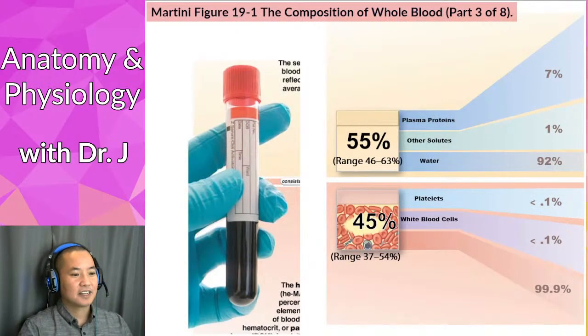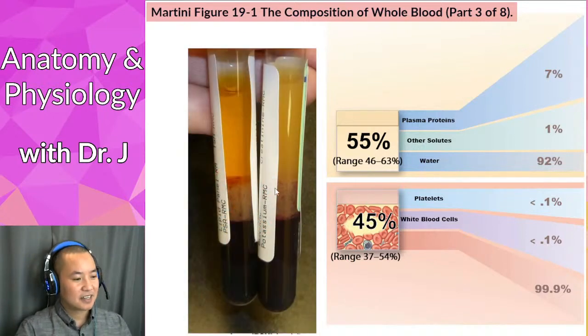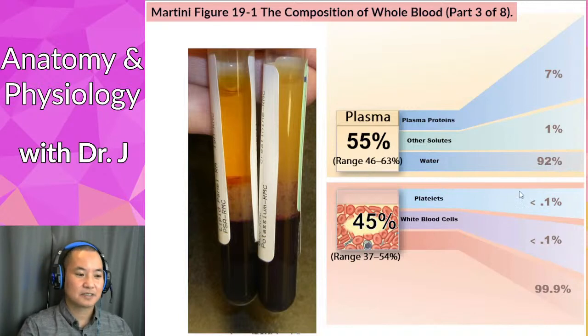Now, if you look at the composition of whole blood, you're separating it into plasma, which is the liquid component, and then you have the formed elements, which are your red blood cells, white blood cells, and platelets. Well, this looks like a big fibrin clot here. I should get a better picture of this. But plasma is the majority of your blood, and it's mostly water, 92%.